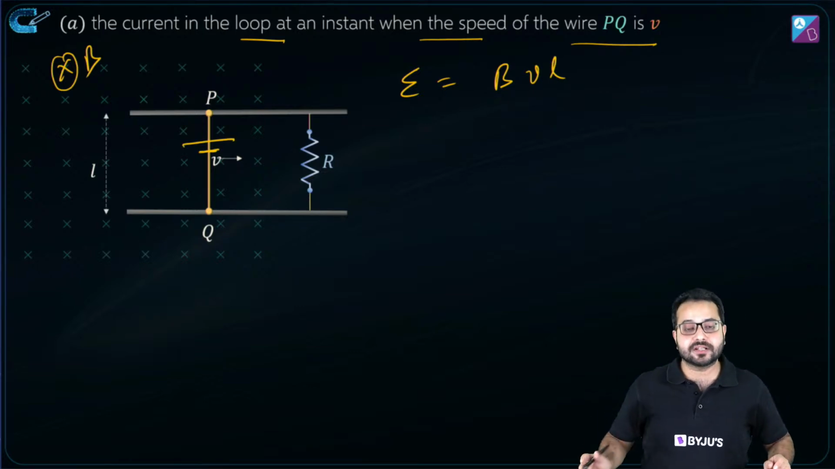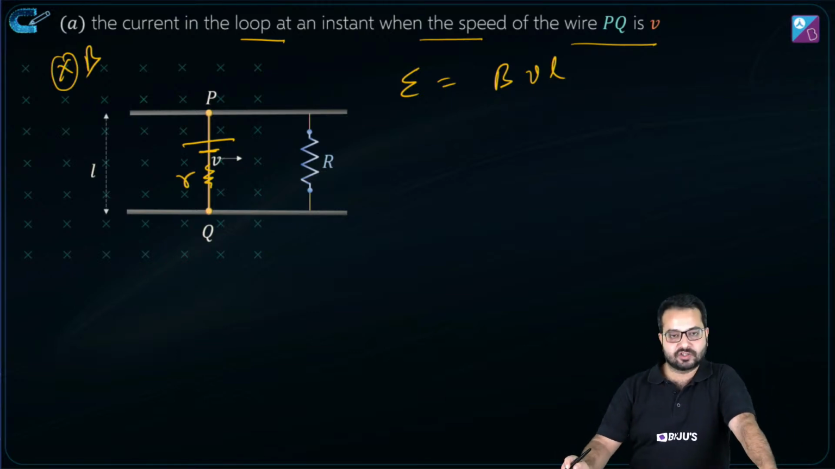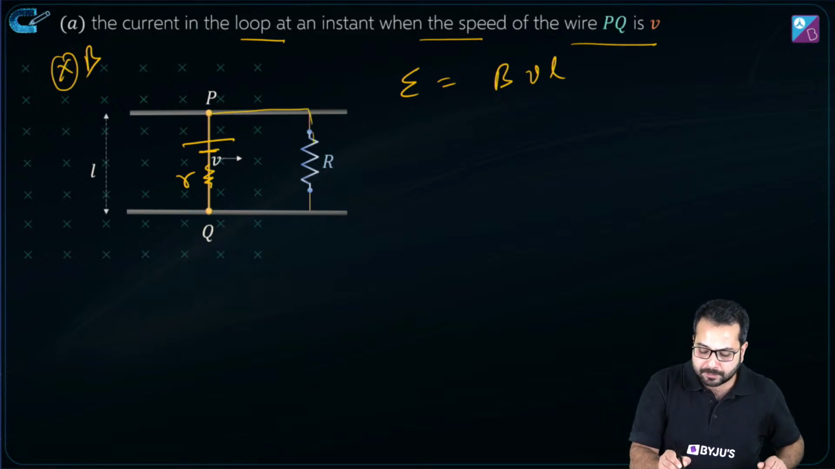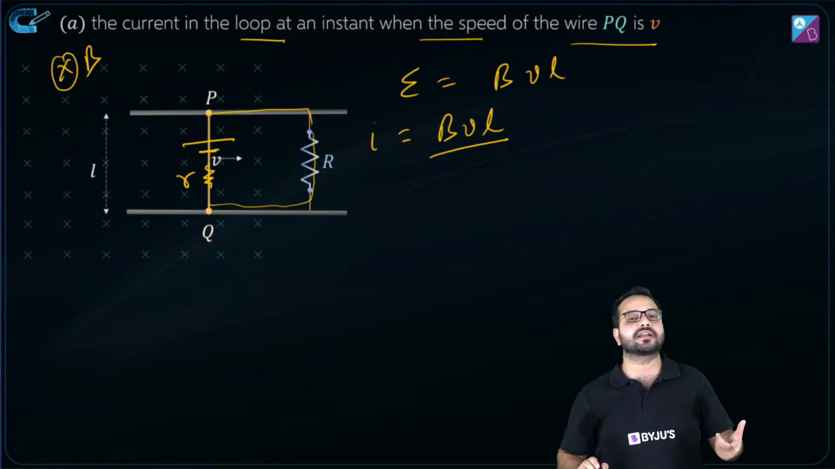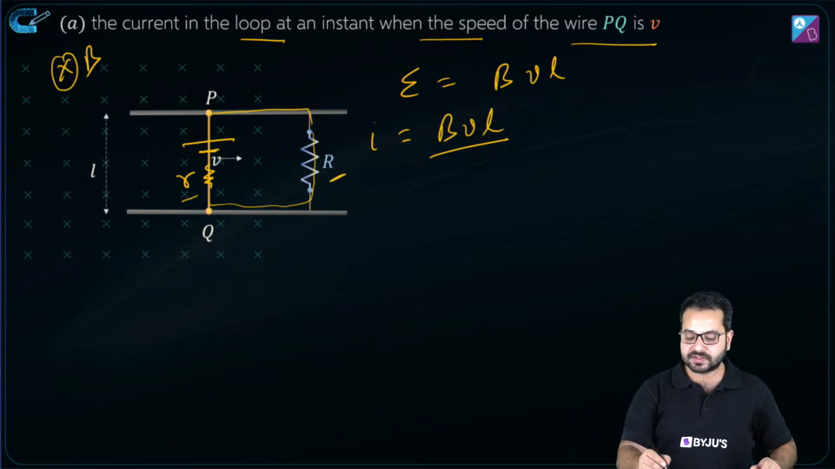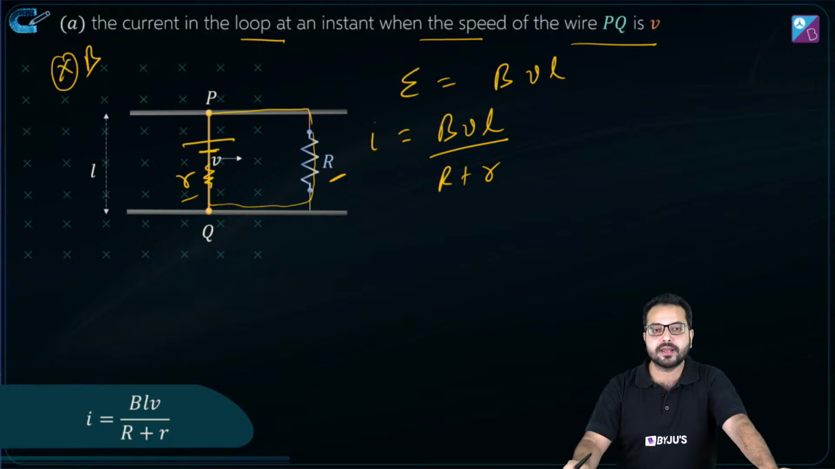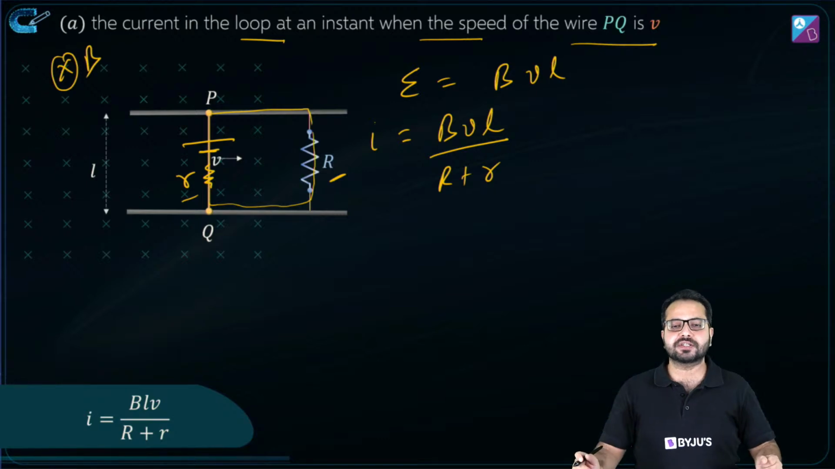But when we are replacing this rod, then we should introduce an internal resistance also. Okay, so the resistance of the rod is small r. We are going to treat that as internal resistance. Okay, now this loop is complete. If this loop is complete, then what will be the current? The current is going to be the EMF, which is BVL, divided by the total resistance. So the total resistance is going to be capital R plus small r. Okay, so the current is going to be BLV divided by capital R plus small r. Okay, a very simple question to start with. This is the current at this instant.